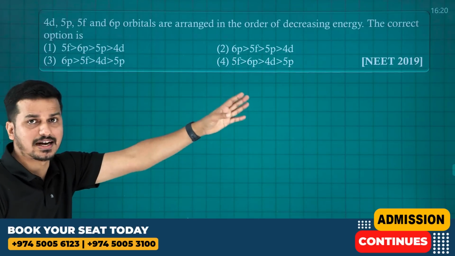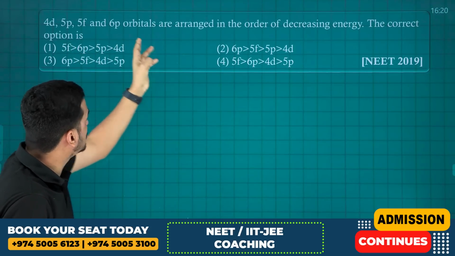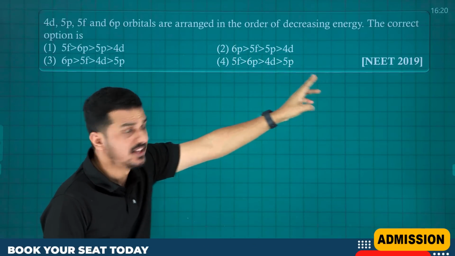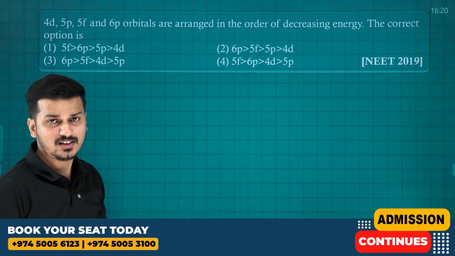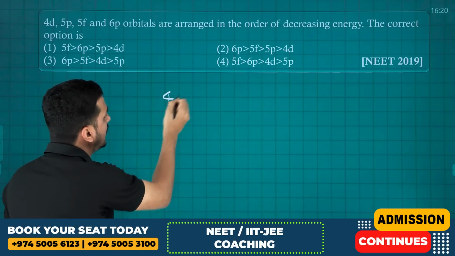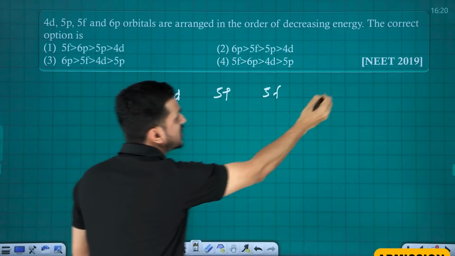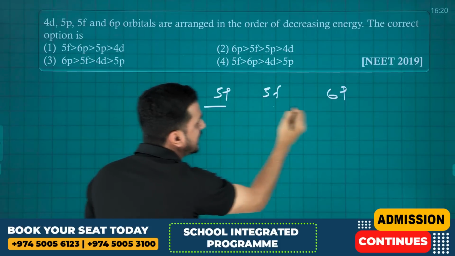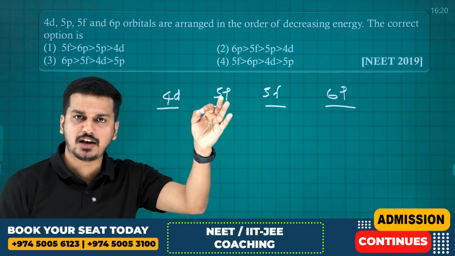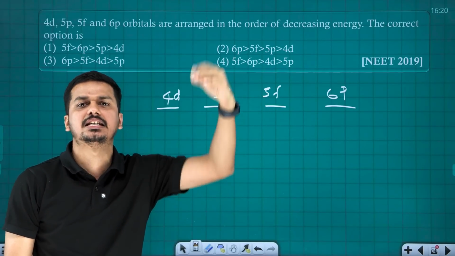This also they asked in 2019. What's the question? The 4d, 5p, 5f, 6p orbitals are arranged in the order of decreasing energy. The correct option is? So we have to arrange them in decreasing energy. They have given 4d, then 5p, then 5f, then 6p. Nothing to think, use the n plus L rule. As the n plus L value decreases, energy decreases; or else, as the n plus L value increases, energy increases.